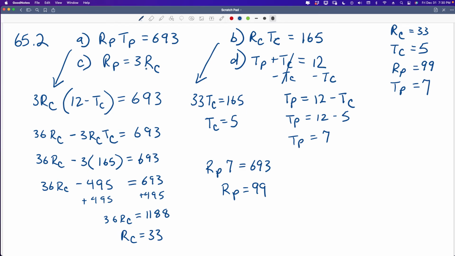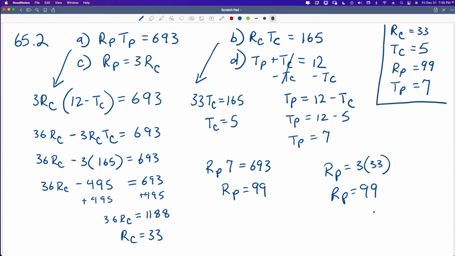Now the other thing you could have done was you could have said RC is 33. 3 times 33 would have still given you 99. So you could have used RC to solve for RP this way as well. RP was equal to 3 times 33 because it was 3 times RC, and that's what RC is. Same solution either way you do it. So that's an indicator that if you can do it both ways and get the same number, you're probably right. And that would be our solution set for 65.2.